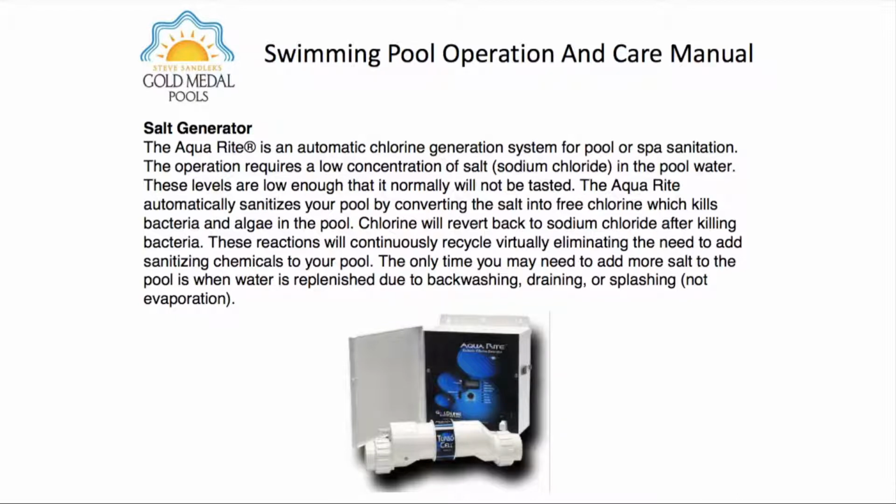The operation requires a low concentration of salt in the pool water. These levels are low enough that it normally will not be tasted. The AquaRite automatically sanitizes your pool by converting the salt into free chlorine, which kills bacteria and algae in the pool. Chlorine will revert back to sodium chloride after killing bacteria. These reactions will continuously recycle, virtually eliminating the need to add sanitizing chemicals to your pool.